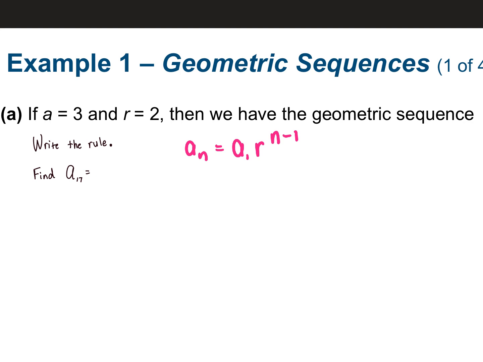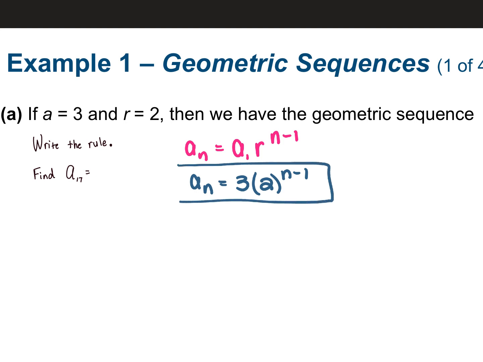Your a sub 1 is 3, so that's going to become a sub n is equal to 3 times r, which is 2, to the power of n minus 1. We are not going to multiply that 3 times the 2 because that 2 has the power on it, the 3 does not. So that 2 and that 3 have to stay separated. You can't multiply them together. So your rule is a sub n is equal to 3 times 2 to the power of n minus 1.